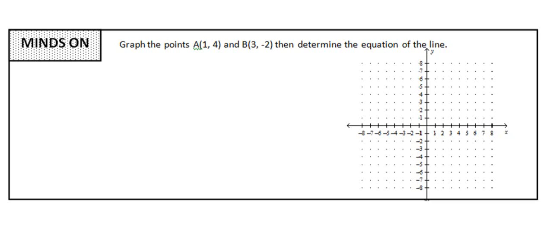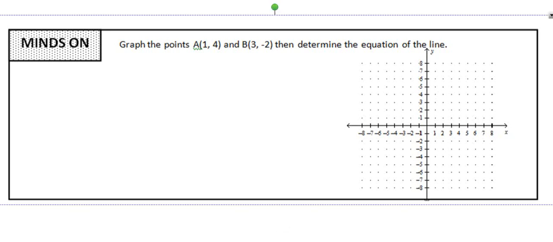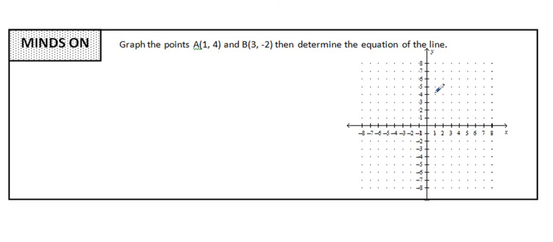So the Minds On says graph the points A(1, 4) and B(3, -2) and determine the equation of the line. All right, so I'm going to start at the origin. I'm going to graph 1, 4, so I'm going to go over 1 and up 4. And that's this point here. So this is the point 1, 4. And then I'm going to go over 3 from the origin again and down 2. So here I go. And then I'm going to draw a line and join these points.